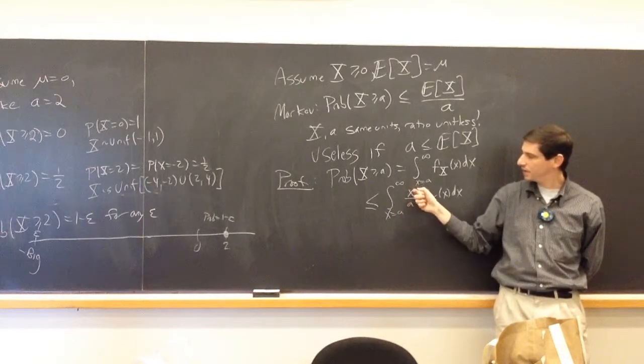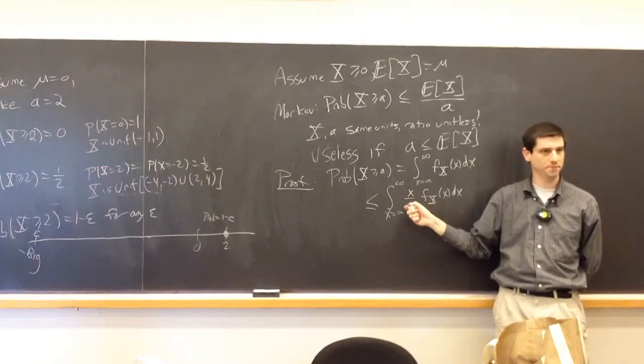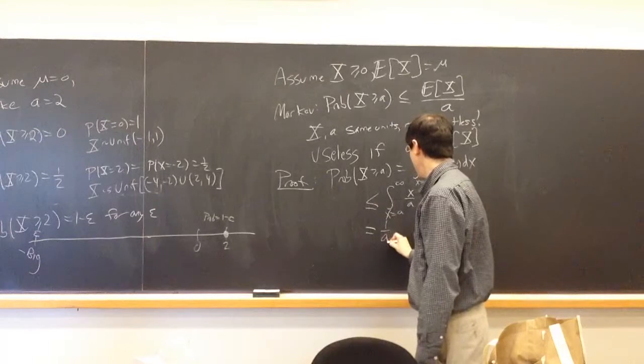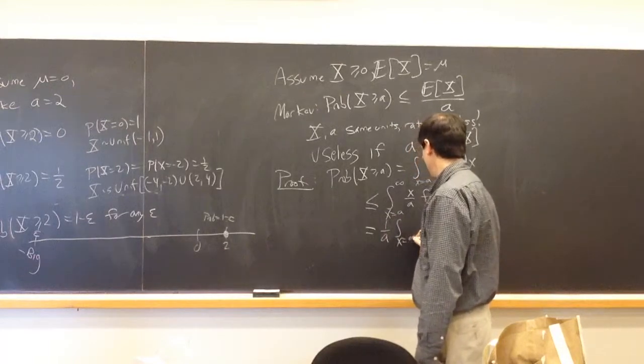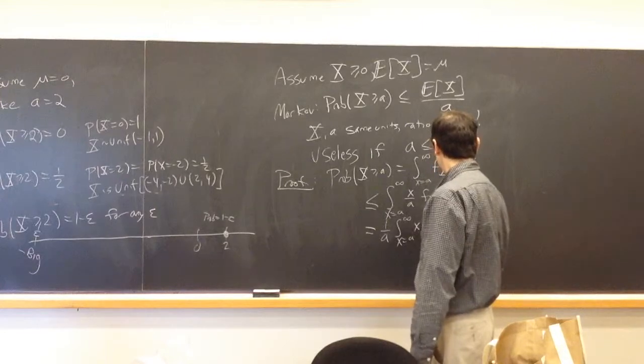And if I multiply by x over x, that's just 1 in a bad way. So I'm going to multiply here by x over a. This is less than or equal. This is greater than or equal to 1. This is OK. And now I can pull out the a, and this is equal to 1 over a, the integral x goes from a to infinity of x f of x dx.